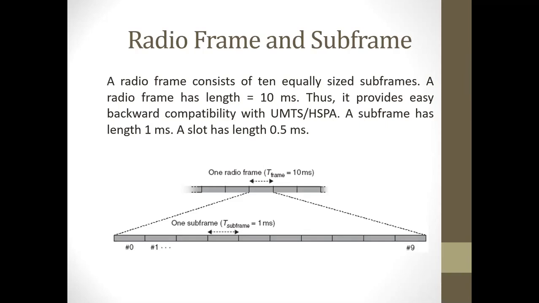However, in 3G you had 15 slots, but here you first have some subframes. Down from the radio frame you have subframes, and you have 10. Every subframe is 1 millisecond long, and in one subframe you have 2 slots, each 0.5 millisecond long. So actually you have 20 slots in a radio frame, but subframe boundaries are more important.